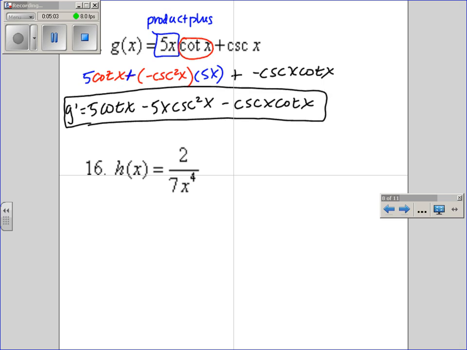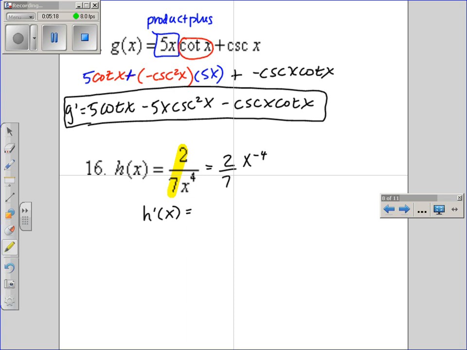Okay, number 16, a lot of people messed up on the quiz. Number 16, I go to rewrite it first. It's 2/7 times x to the negative 4. Now when I go to take the derivative of this, this isn't the answer. I haven't taken the derivative yet.